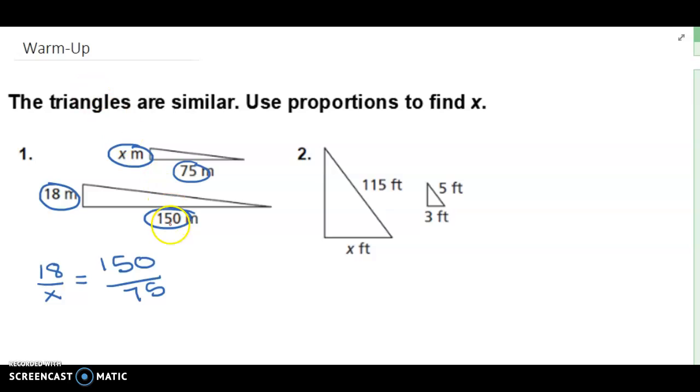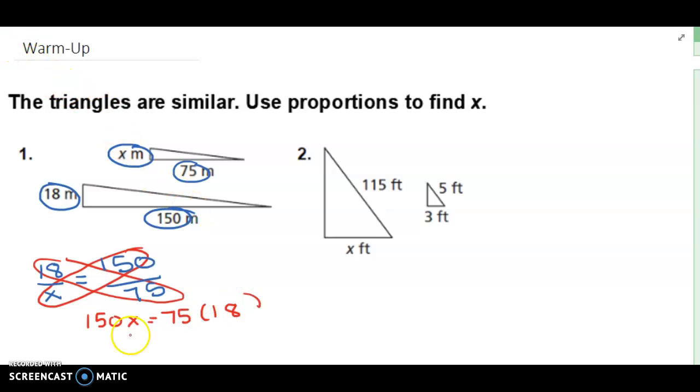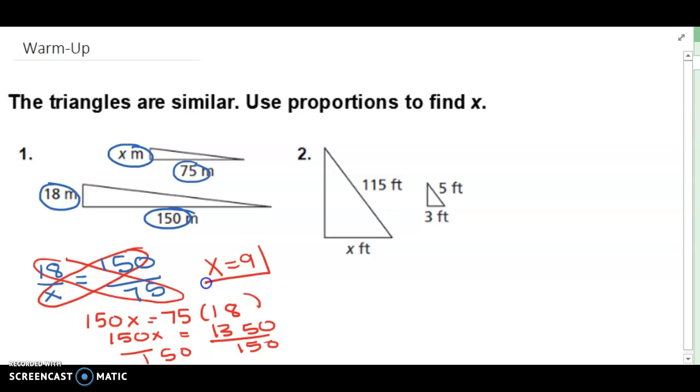Okay, and from here, we're going to cross multiply. So I'm going to say 150x equals 75 times 18. So 150x equals 1350. Divide by 150, divide by 150, I get x equals 9. Okay, go ahead and do number 2 on your own.